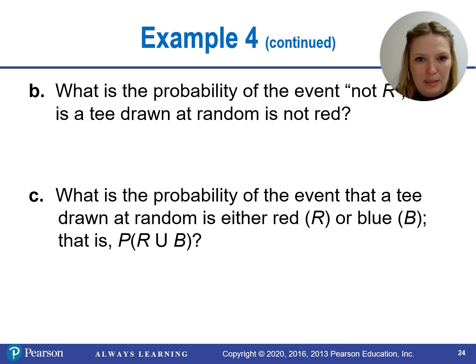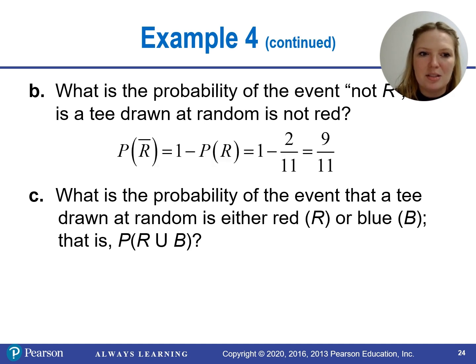What would be the probability of getting a non-red tee? So we could think about this as the complement of the event R. So the event R had probability 2/11, so we can just subtract that probability from 1, and we know that the probability of getting a tee that's not red is 1 minus 2/11, or 9/11.